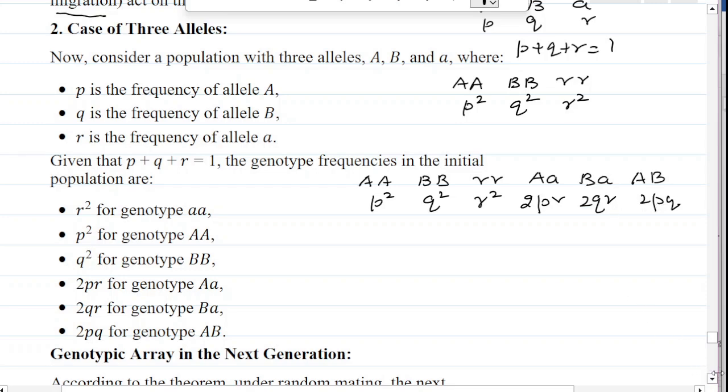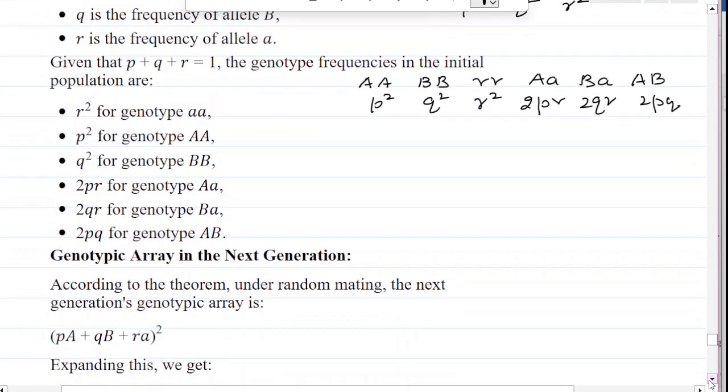So what will be the genotypic array in the next generation? We can find it with the help of the gametic array in the initial generation by squaring it. So (pA + qB + ra), because this is the gametic array in the initial generation. So I just square it.